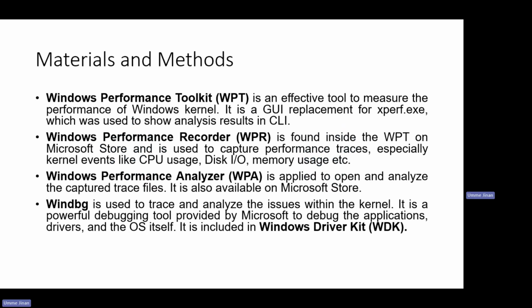These are the materials and methods to measure the performance of our Windows hybrid kernel. Windows Performance Toolkit, WPT, Windows Performance Recorder, WPR, Windows Performance Analyzer, WPA, and WinDBG. The above three tools are effective tools to measure the performance of the Windows kernel, while WinDBG is a debugging tool to trace and analyze the issues within the kernel. We will use the above three tools to measure the performance of our Windows kernel.